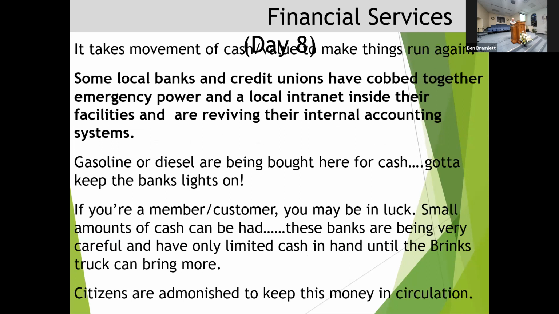Okay, I would suspect that some of the local banks and credit unions will have somebody cobbling together emergency power. They will get their intranet internally to their building back up, and they will do whatever is necessary to try to put some cash out in the hands of the public.